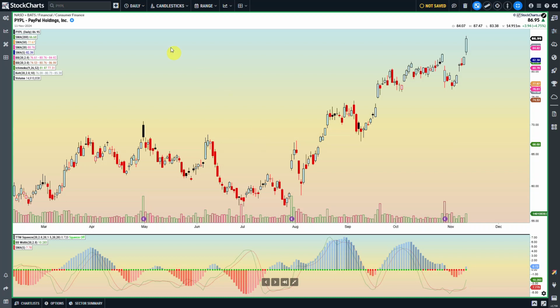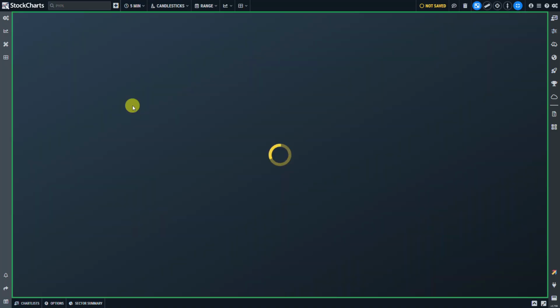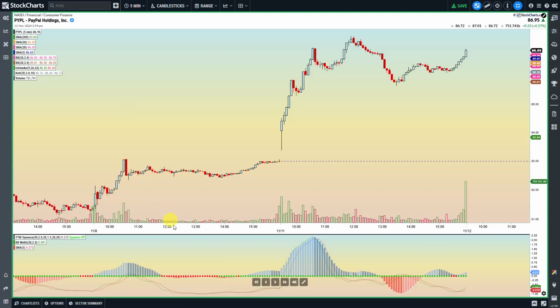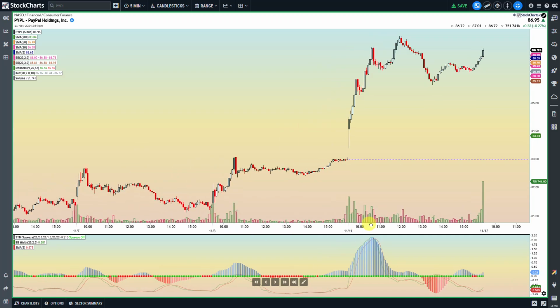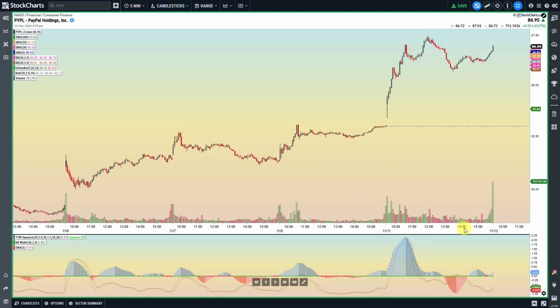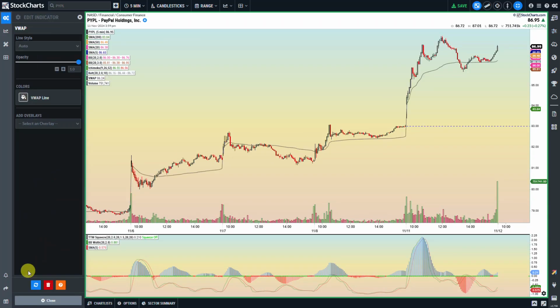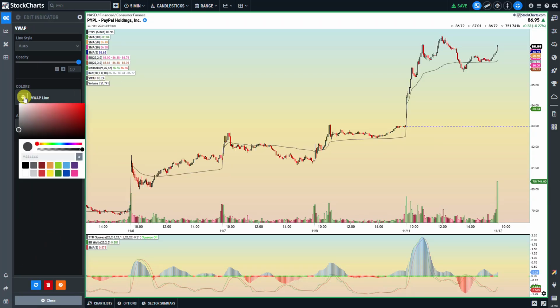So a day VWAP, just real quick, will look like this. Let's say we're looking at a 5-minute chart. Let's give this a little more time here. All right, let's go like this. These are all different trading days. This is the start of November 6th, going through today. And then let's add a VWAP on this. And let's make it red.